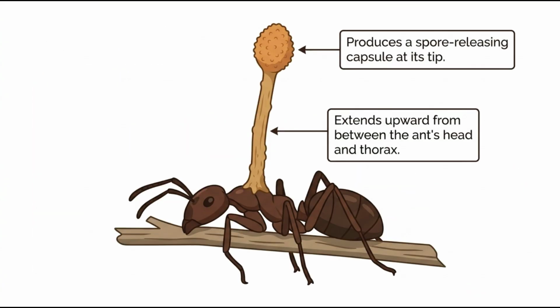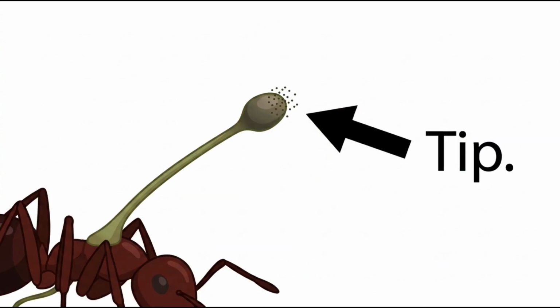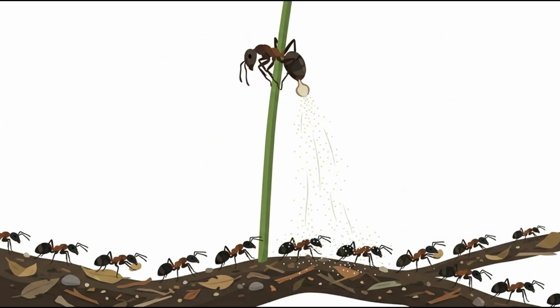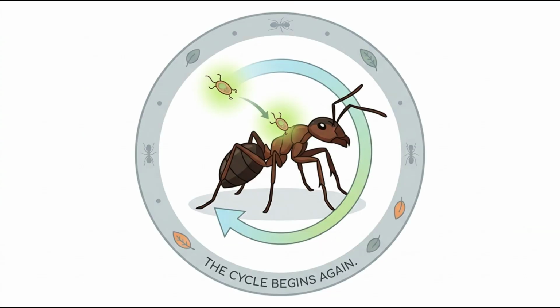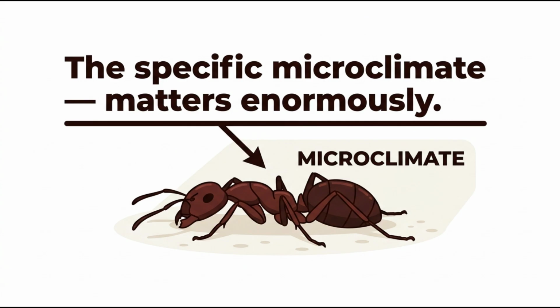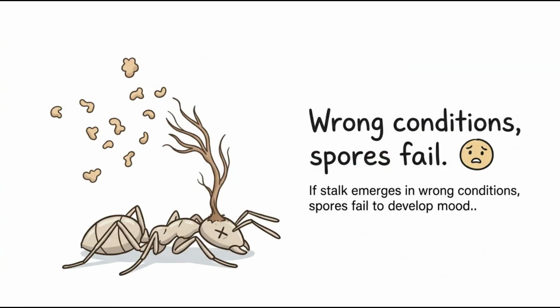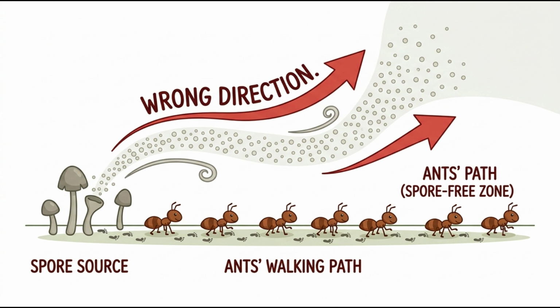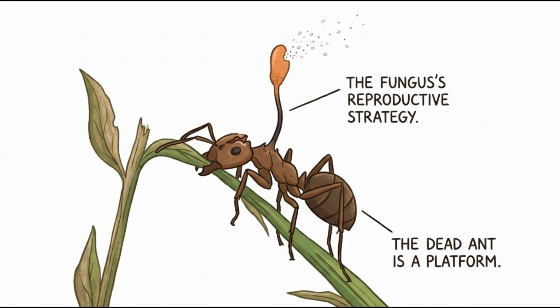The stalk extends upward from between the ant's head and thorax and produces a spore-releasing capsule at its tip. The spores rain down onto the forest floor below, landing on other ants walking on the same path. The cycle begins again. The location the fungus selects for this, the specific height, the specific orientation, the specific microclimate, matters enormously. If the stalk emerges in the wrong conditions, the spores fail to develop properly or disperse in the wrong direction. The ant's final position is the fungus's reproductive strategy.